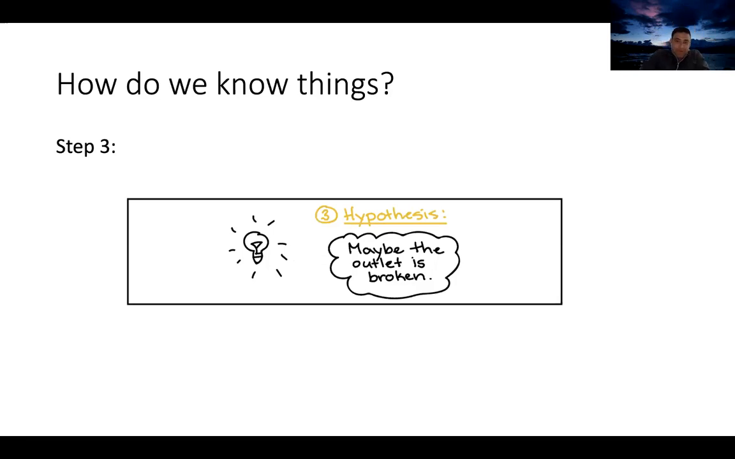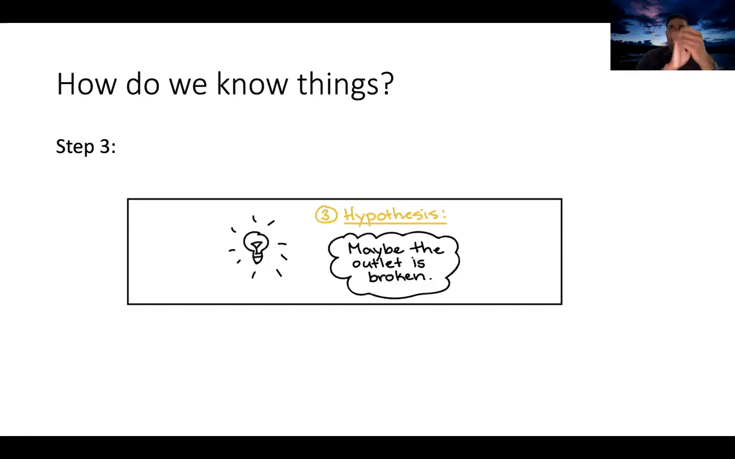And to fix the problem, there are an infinite number of possibilities of why the toaster doesn't work. So you just choose one possibility and you say, well, maybe the outlet is broken, right? Or maybe the toaster is broken. But let's say for this example, we just say the outlet is broken and we start off there. And we make what we call the hypothesis.